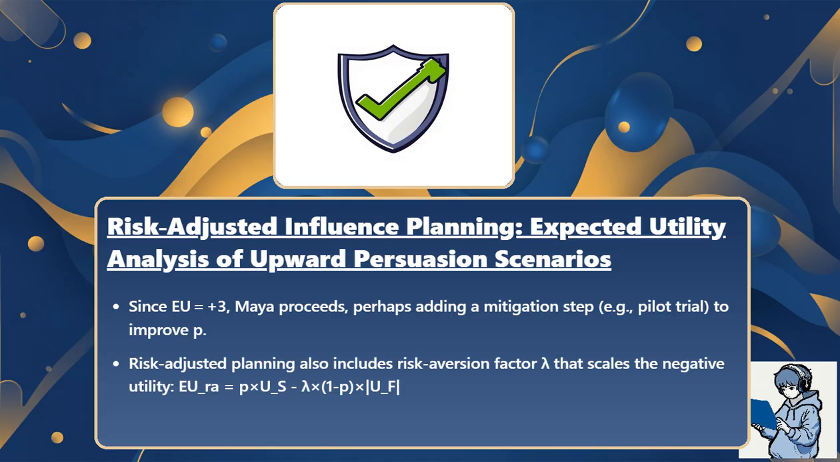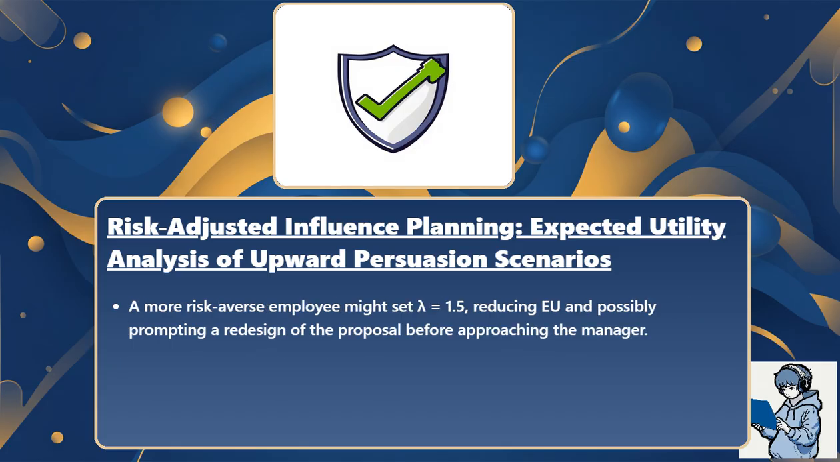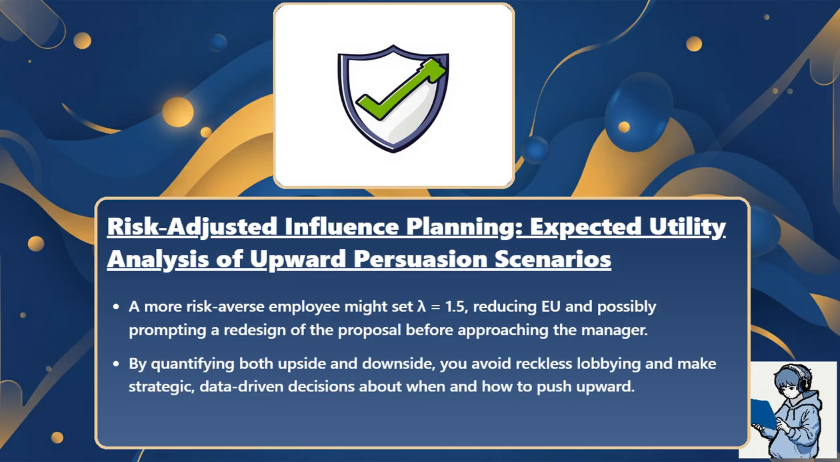Risk-adjusted planning also includes a risk aversion factor lambda that scales the negative utility. EU sub RA equals P times US minus lambda times 1 minus P times absolute value of UF. A more risk-averse employee might set lambda equals 1.5, reducing EU and possibly prompting a redesign of the proposal before approaching the manager. By quantifying both upside and downside, you avoid reckless lobbying and make strategic, data-driven decisions about when and how to push upward.